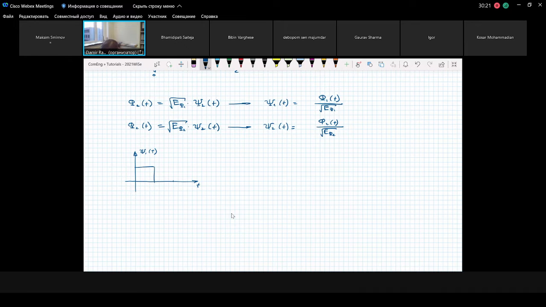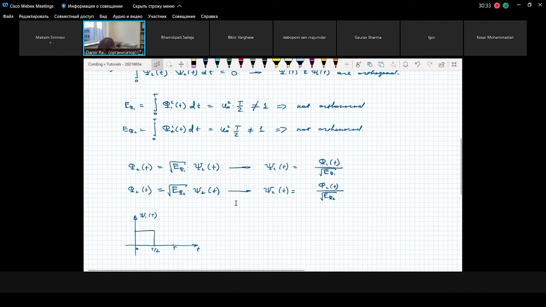It goes from 0 to capital T over 2. This is the interval from 0 to capital T. Here we have capital T over 2. And amplitude, what will be the amplitude? I didn't write what's the square root of E0 for phi 1 and square root of energy for phi 2. So it will be U0 times T over 2 under square root for both cases.